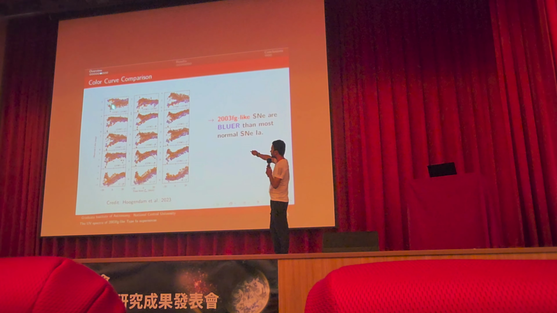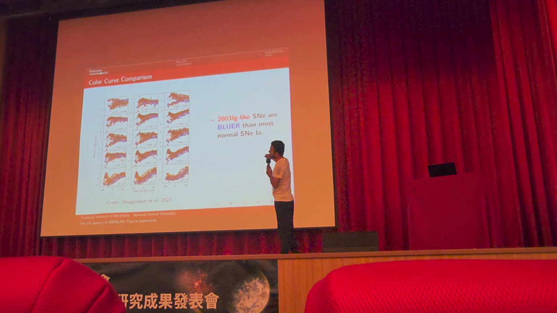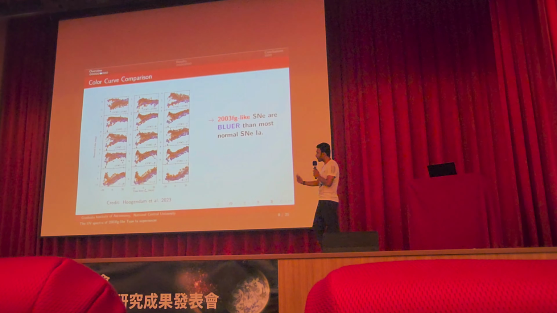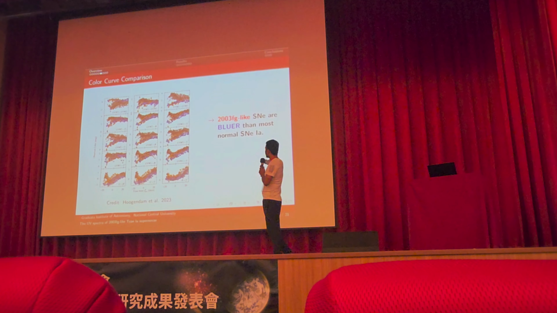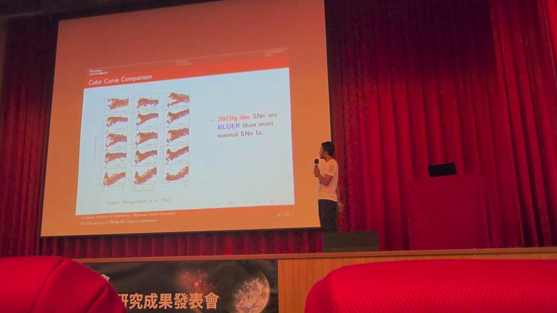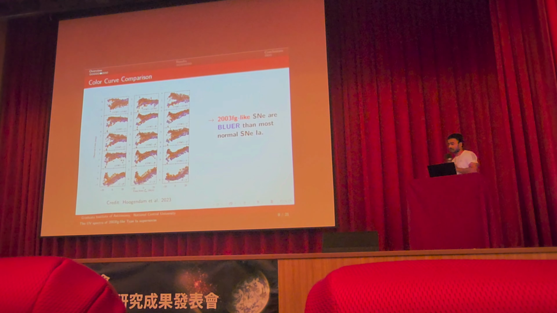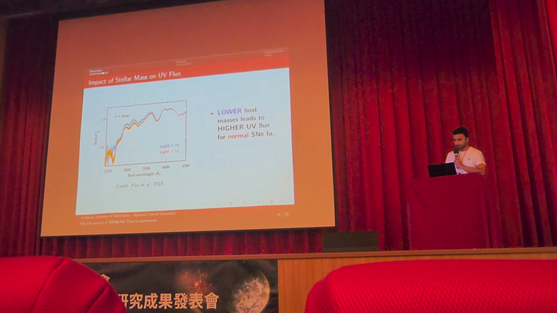So in the earlier epochs, you see they are brighter, and of course they are also brighter in the later epochs, but it is more bright than normal Type Ia in the earlier epoch. So they are bluer than most normal Type Ia. So these are the peculiarities of these objects.